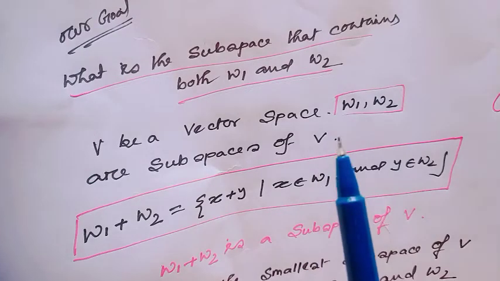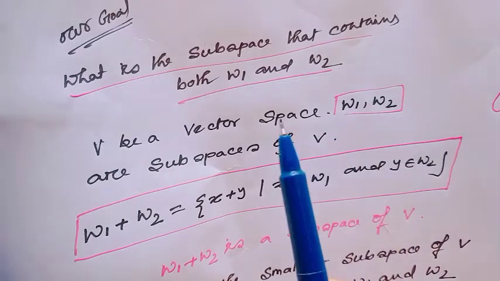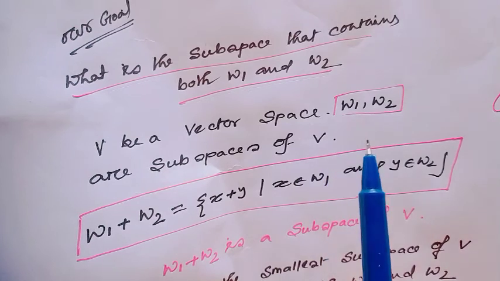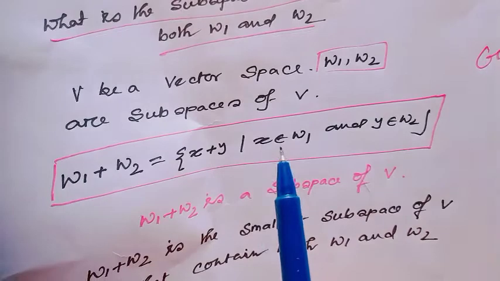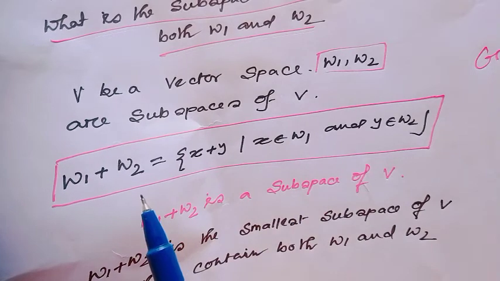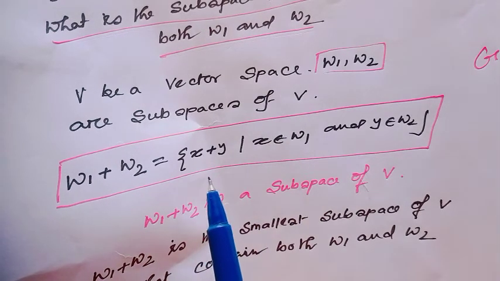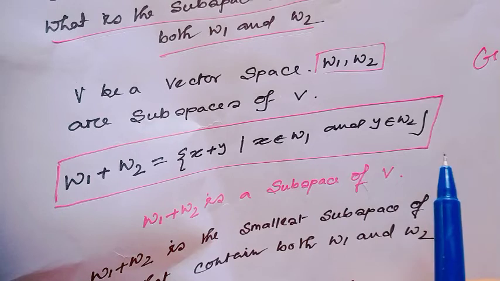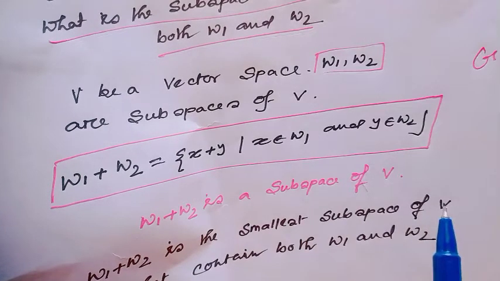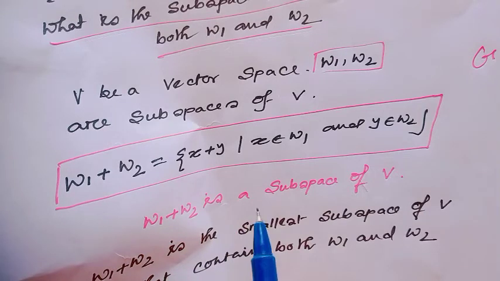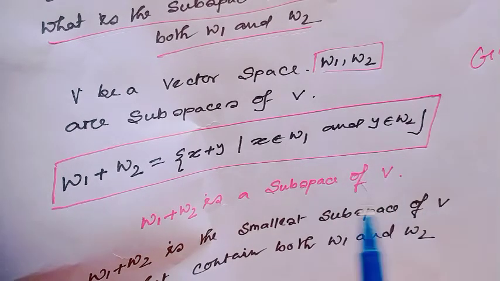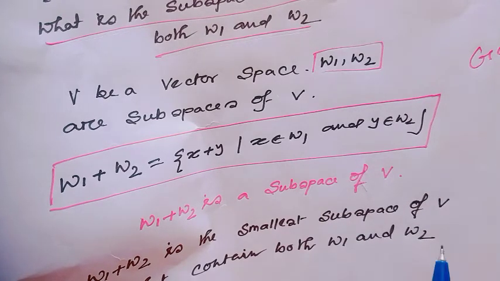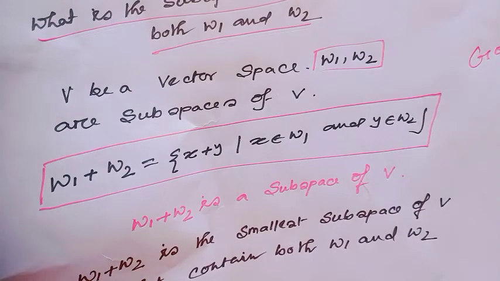Next goal is, what is the subspace that contains both subspaces W1 and W2? Let V be a vector space and W1 and W2 be subspaces of the vector space V. Then their sum W1 plus W2 is the set of those elements x plus y where x belongs to W1 and y belongs to W2. This is easy to verify. W1 plus W2 is always a subspace of the vector space V, and it is the smallest subspace of V that contains both W1 and W2.